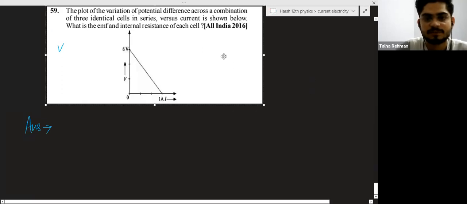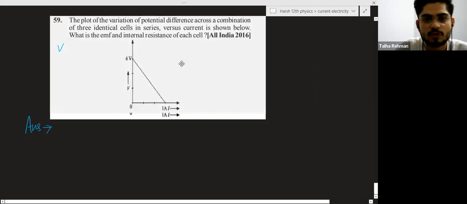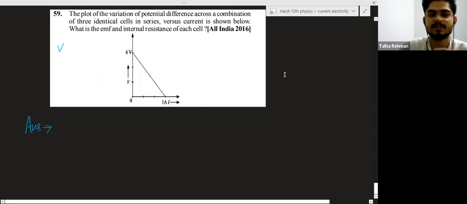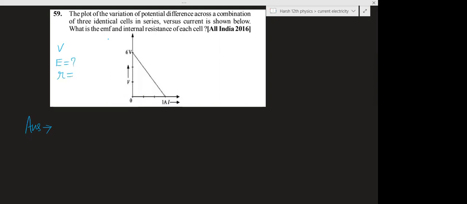Potential difference across a combination of three identical cells in series versus the current is shown below. What is the EMF and the internal resistance of each cell? So EMF we have to find and internal resistance we have to find.